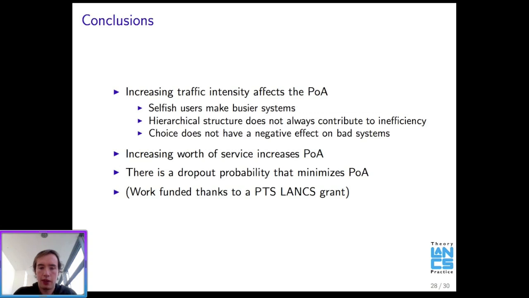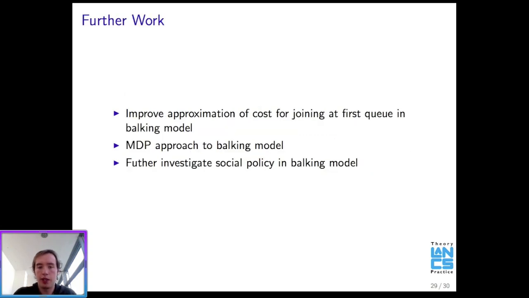So, in future, the main work to be done is all on the Balking Model, improving the approximation of costs for joining at the first queue. Also, we'd like to investigate the other ways of approaching it, such as Markov decision problems.